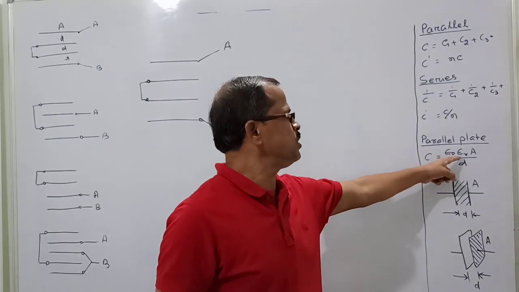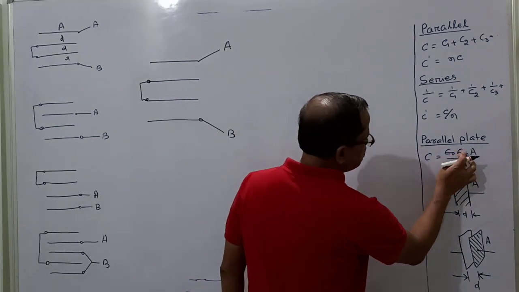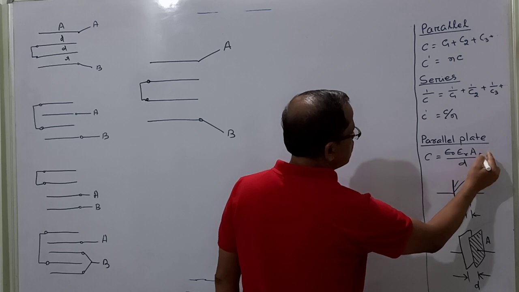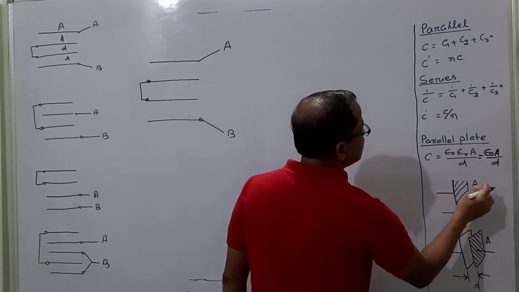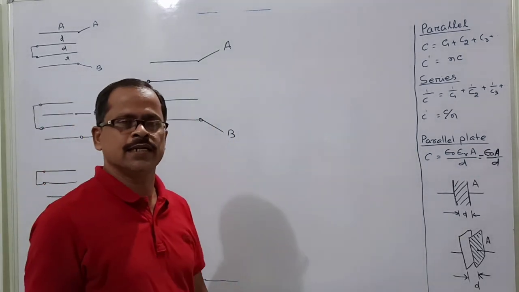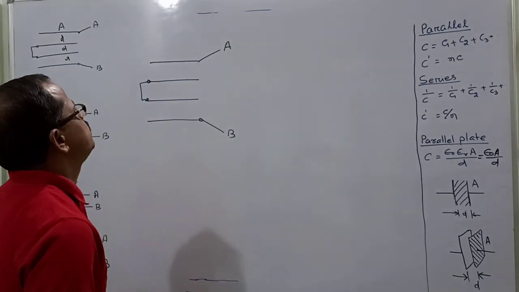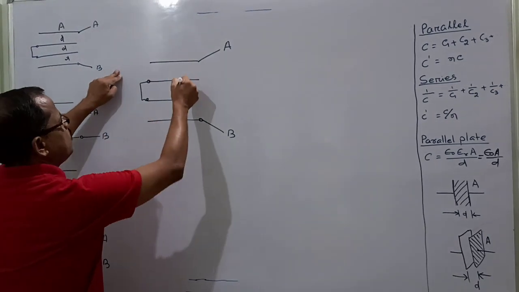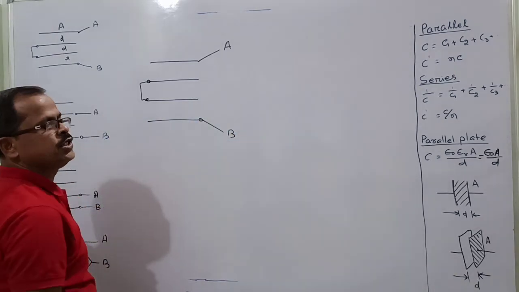That means the capacitance of a capacitor is epsilon 0, epsilon r A by D. If air is present in between, then the capacitance will be epsilon 0 A by D, because air has dielectric constant epsilon r approximately equal to 1. That I already told you. Now I have to find out, but the question is whether it is parallel or series. So you have to redraw it.